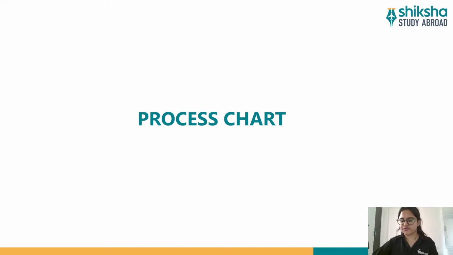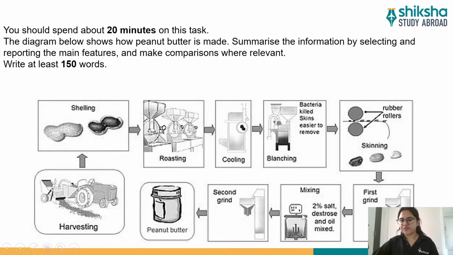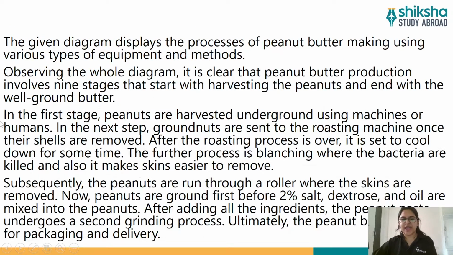Coming to the process chart. Now process chart might look like this. There is a process given to you and the question says, the diagram below shows how peanut butter is made. Okay, so this is a process of peanut butter making. Summarize the information by selecting and reporting the main features and make comparisons where relevant. So as we can see the question, now let's read the answer. The given diagram displays the processes of peanut butter making using various types of equipment and methods.